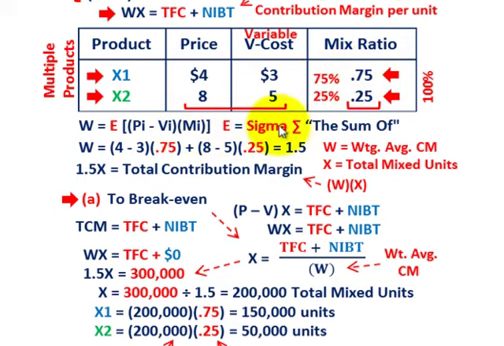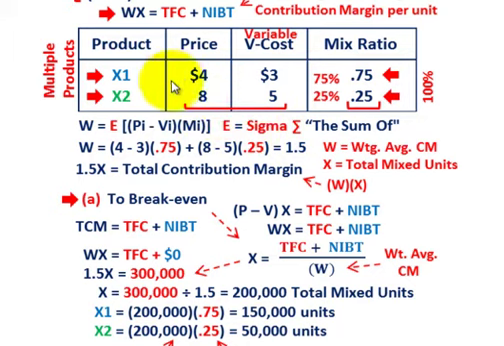Then we add to it, that's what we talked about, the sigma, we add to it our product X2. That's a unit price of $8 less our variable cost of $5. That difference times the mix ratio of 0.25 or 25%. Total everything up and you're going to get the W. Our weighted average contribution margin is 1.5.